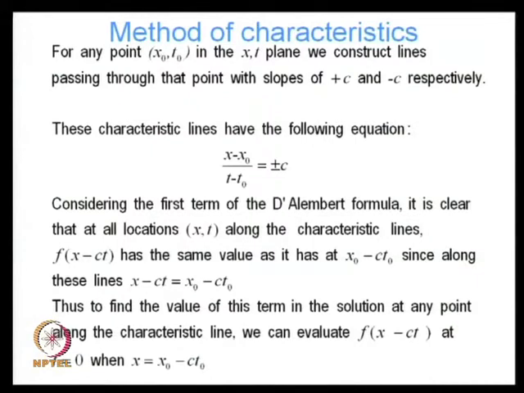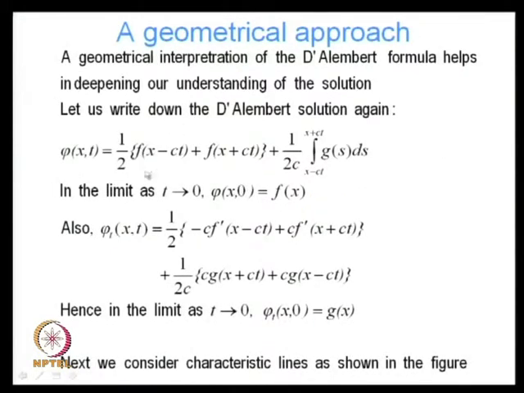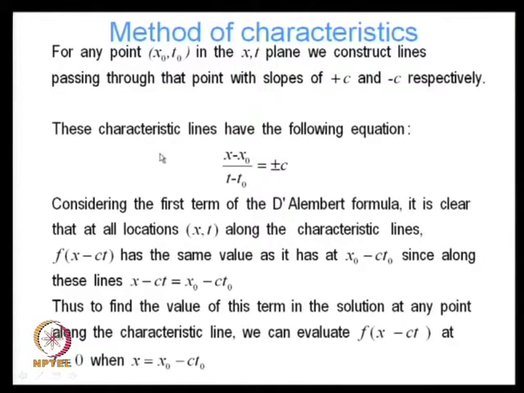Let us consider again the first term of the D'Alembert formula, which is half of f of x minus c t. It is clear that at all locations x, t along the characteristic lines, f of x minus c t has the same value as it has at x0, t0, since along these lines x minus c t is equal to x0 minus c t0.